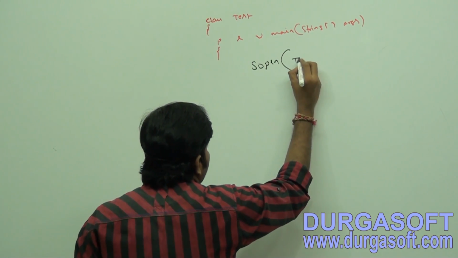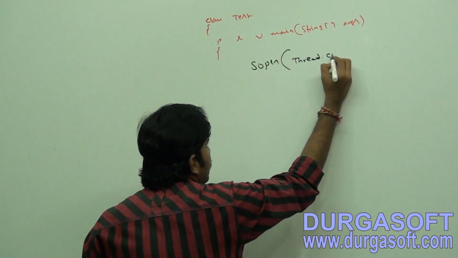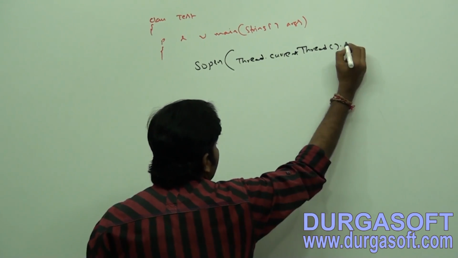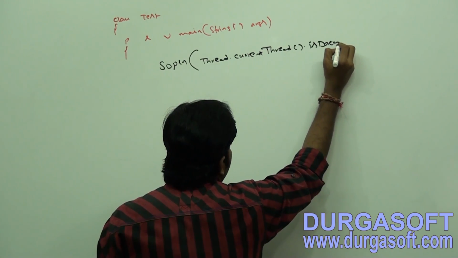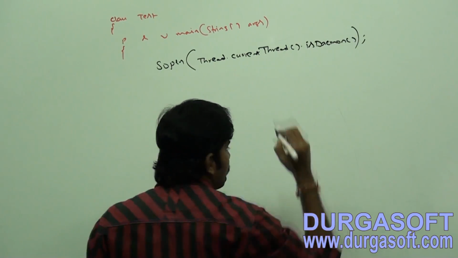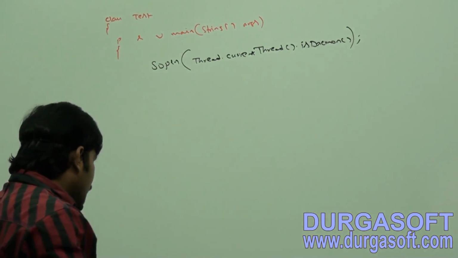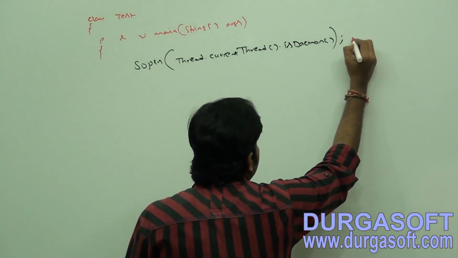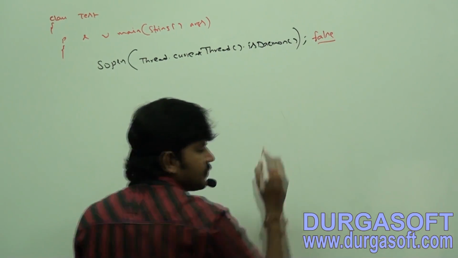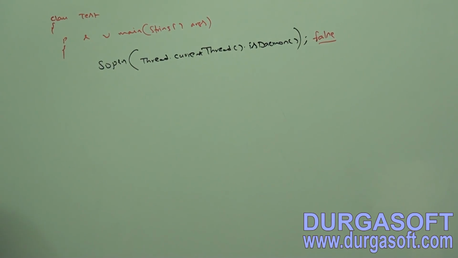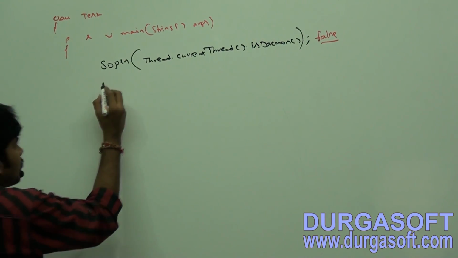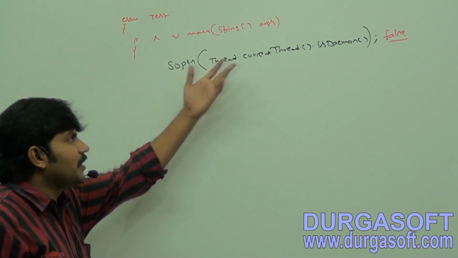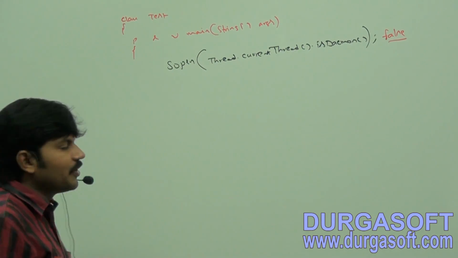System.out.println(Thread.currentThread().isDaemon()). I'm sure what answer we are going to get: false. Don't keep any doubt. Now the target is here: I want to change the daemon nature of the main thread.